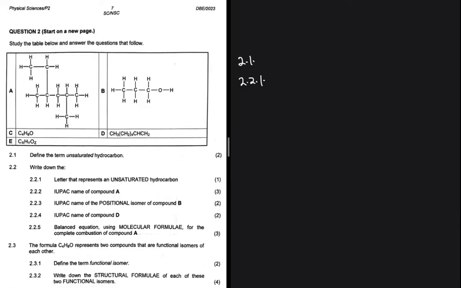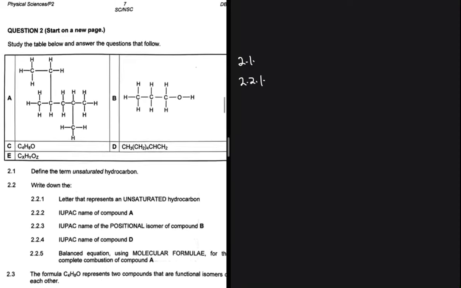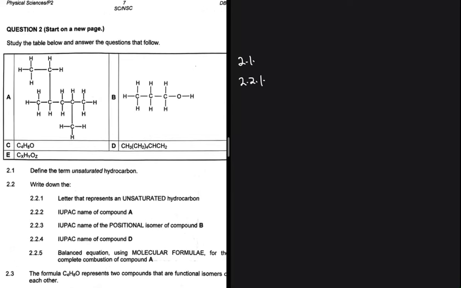So now we actually have to identify an unsaturated hydrocarbon from our list of chemical compounds. So let's look at compound A. We only have single bonds, right? So compound A is an alkane. It's an alkane. It's not an unsaturated hydrocarbon. If it was unsaturated, it would be an alkene or an alkyne, right?